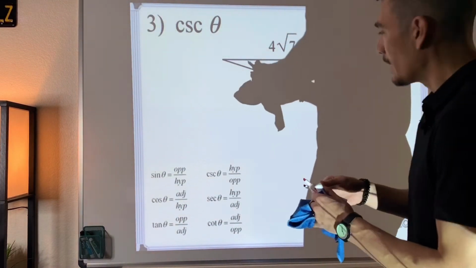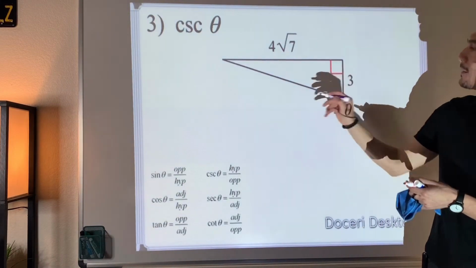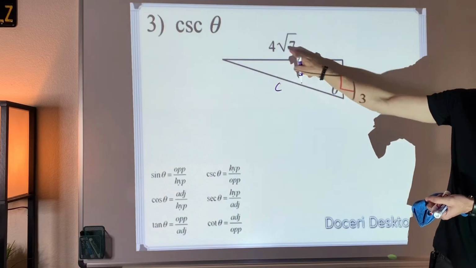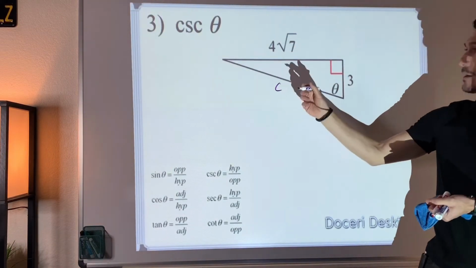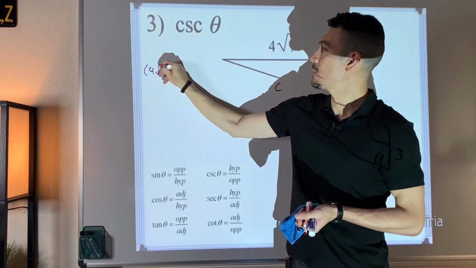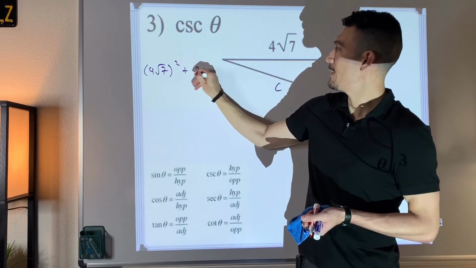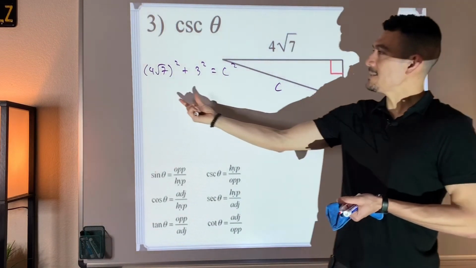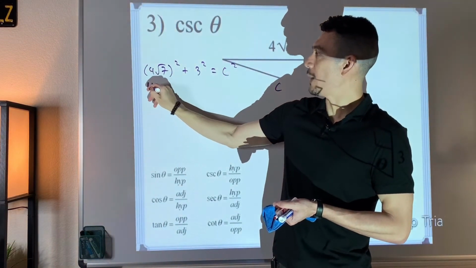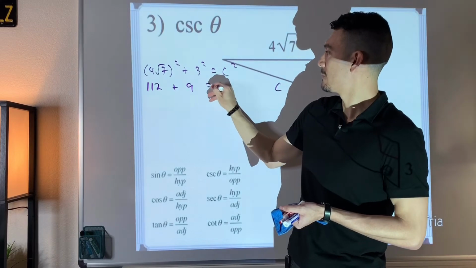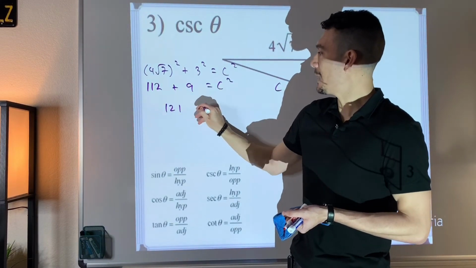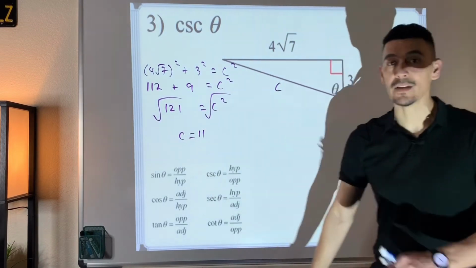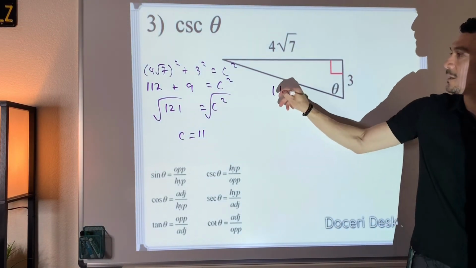All right, so let's find the missing piece with Pythagorean theorem. So we have this squared plus this squared equals this squared. So we have 4 square root 7 squared plus 3 squared equals c squared. Casio would say 112 plus 9. That's 121. Square root both sides, c is 11. So the hypotenuse is 11.